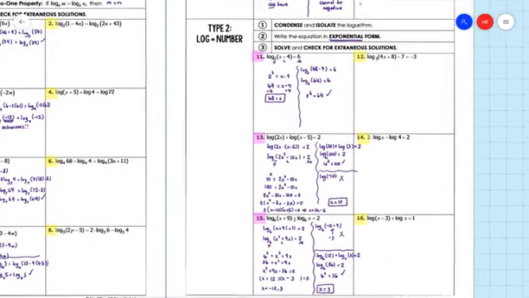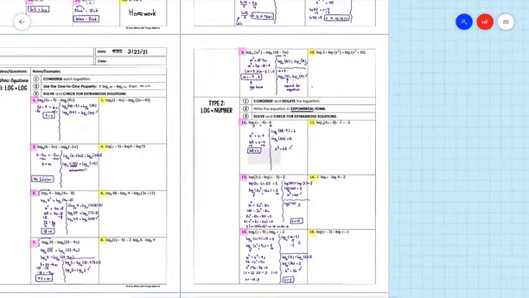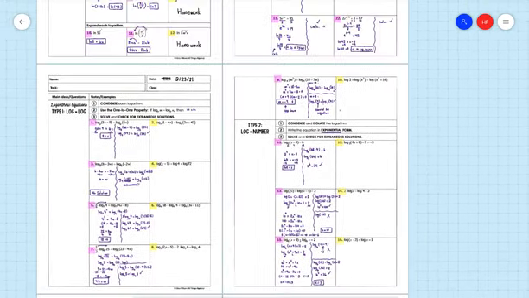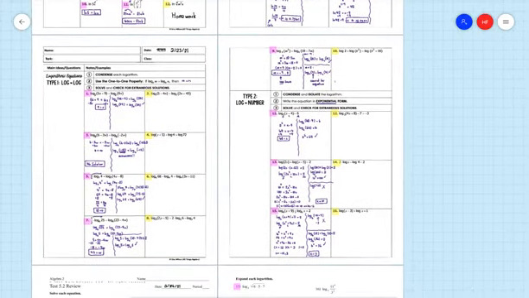So this was solving with our logs. We did see some of it yesterday again with our natural logs. So for your homework, you'll be doing the ones highlighted in yellow, the evens, the right side of the worksheet on both sides, and then just make sure that you turn it in on Canvas to get credit for today's work.